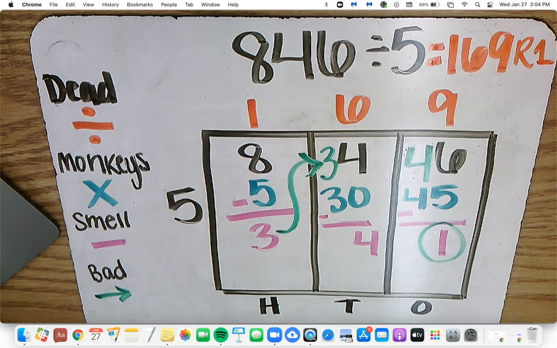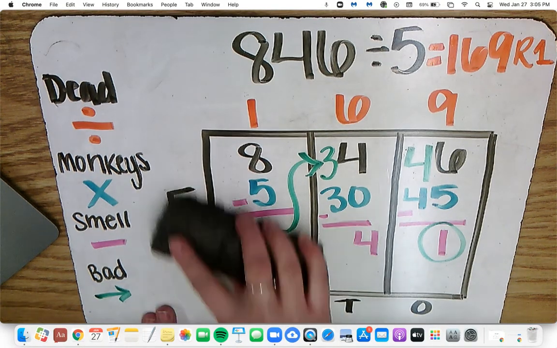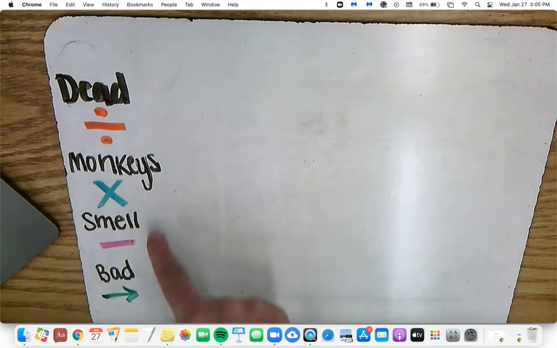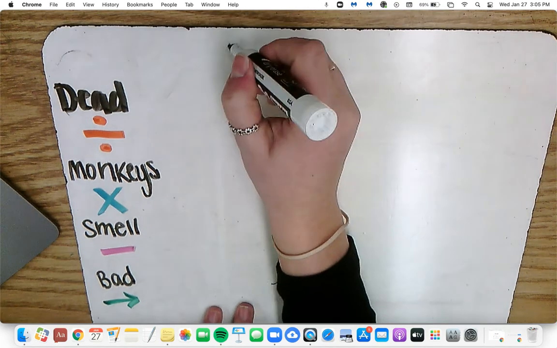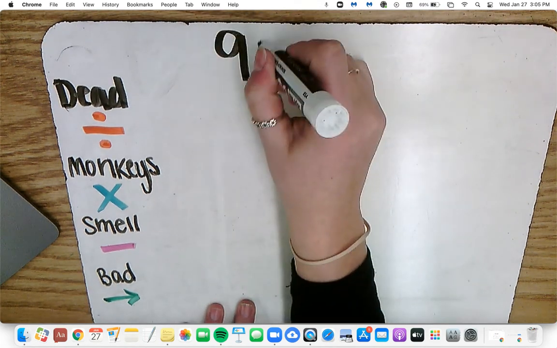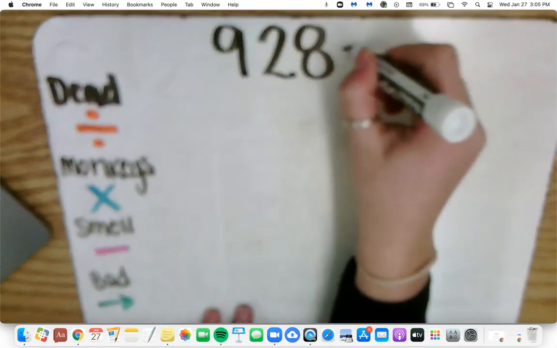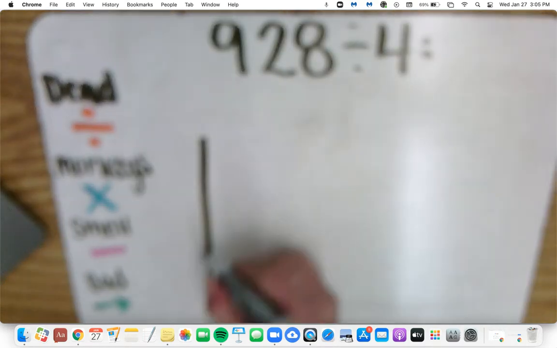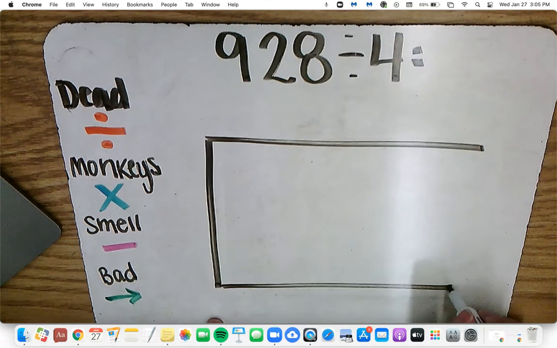Whew, that was a lot of math. Let's do another one. We're going to follow those same steps. Dead monkeys smell bad. To solve the problem, 928 divided by 4. And what is it going to equal? So let's set ourselves up a place value box.